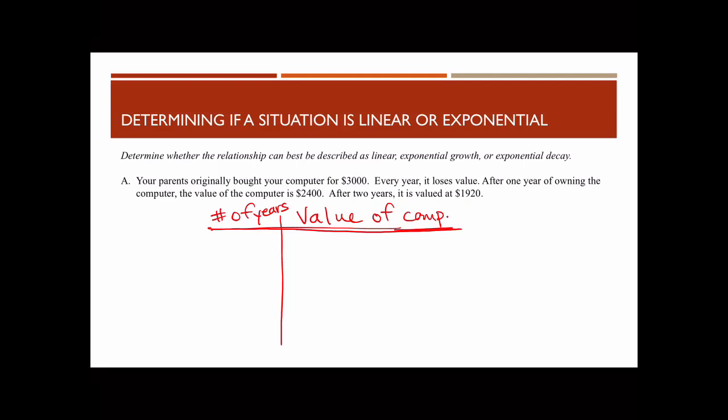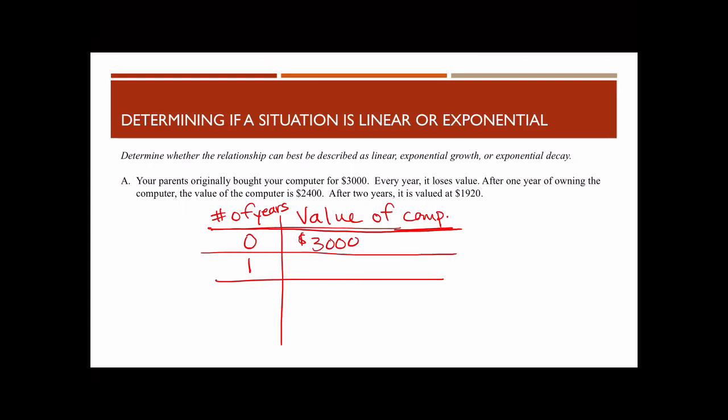So you originally bought the computer for $3,000, right? And so the number of years, that's when we first bought it. So that's at the start, which is at year 0. A year later, it's now worth $2,400. And then after 2 years, it's worth $1,920, right?